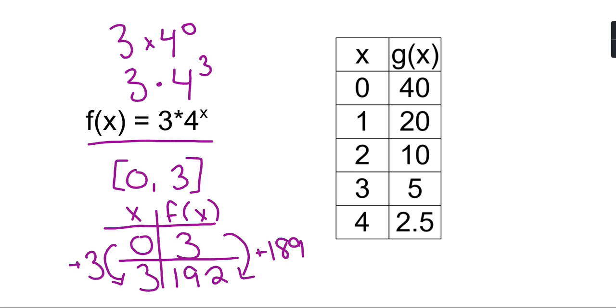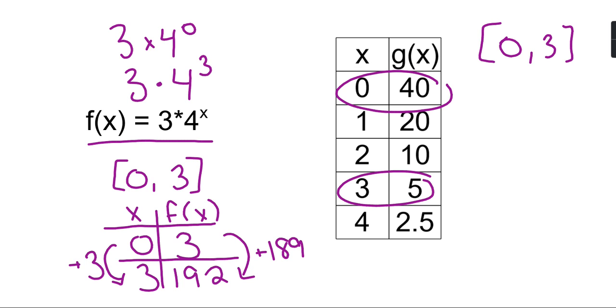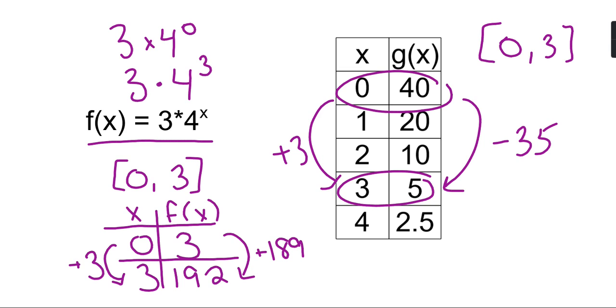Then if I want to do it from a table, I'm finding on the same interval from 0 to 3. Okay, this is a different function, but I'm showing you how I would do it on the table. I would find x is 0 and x is 3, and those are the 2 points I'm looking at. So from 40 to 5, I see it went down 35. From 0 to 3, it went up 3. So over here, my average rate of change, again, is change in the outputs, negative 35, divided by change in the inputs, which is 3.